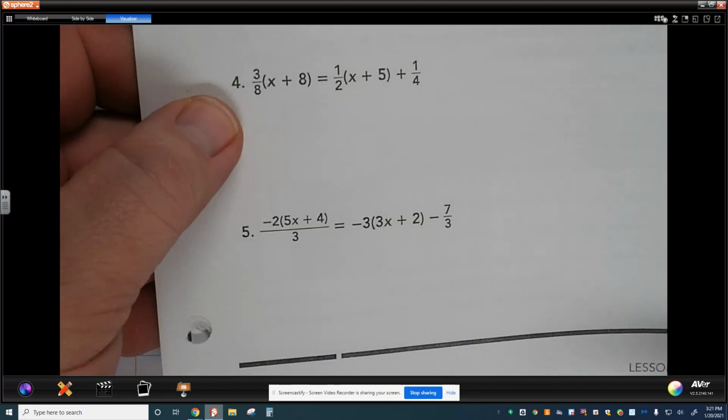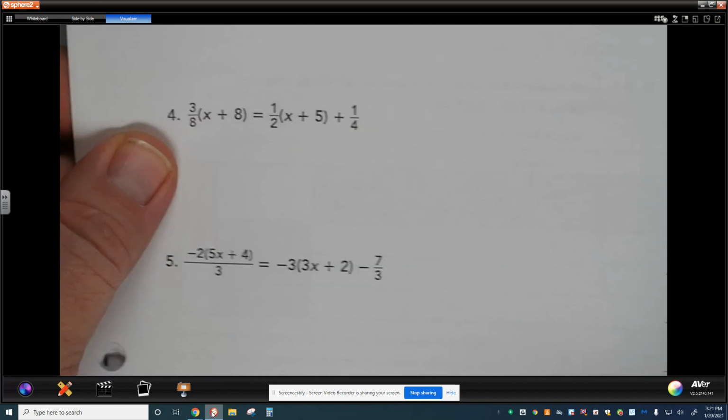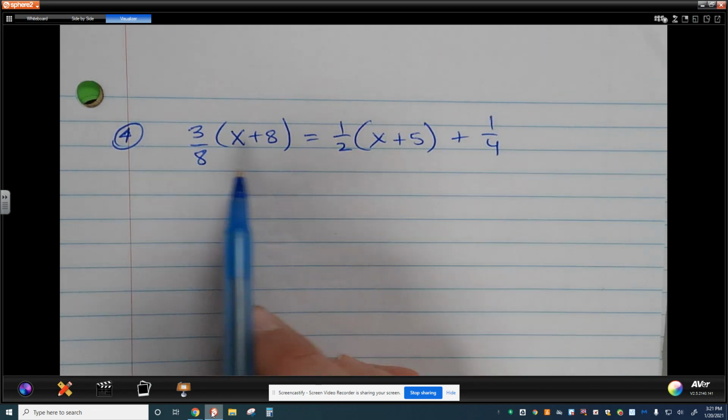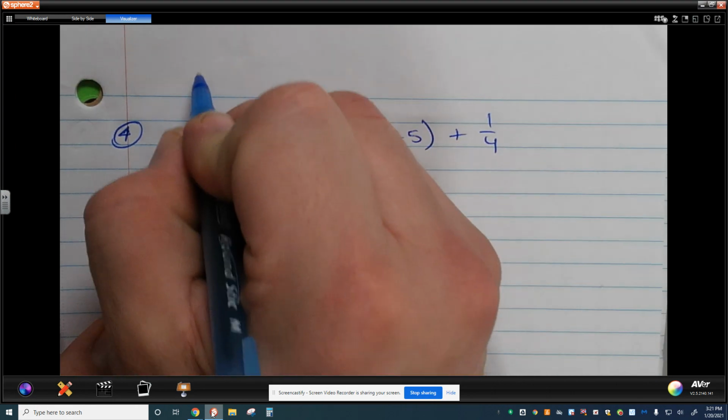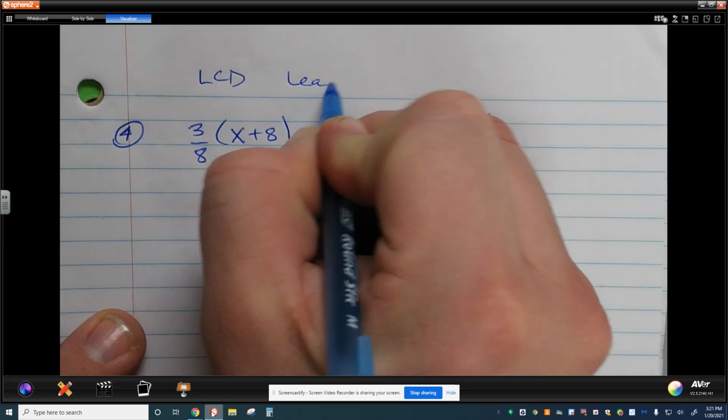I want to get you started with problem number 4. Notice that we have a whole bunch of fractions. I've rewritten this onto another paper. We talked about one of the great strategies for this, which is to get rid of the fractions by finding the least common denominator. That's the LCD, least common denominator.